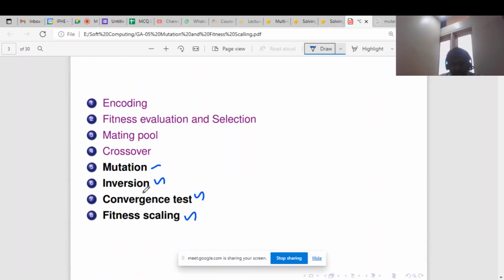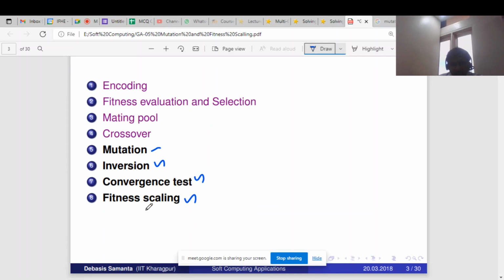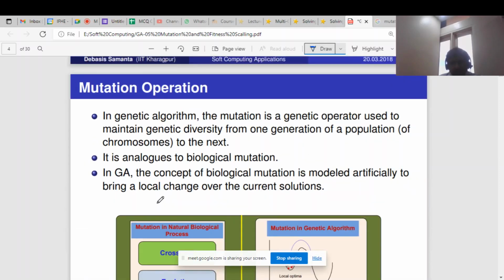This fitness scaling helps to move the solution from local optimal to global optimal. Sometimes the problem will get stuck in local optima. So there is a way to move the possible solutions from local maxima to global maxima, or local optimal to global optimal range. That is called fitness scaling. We'll be discussing this also.